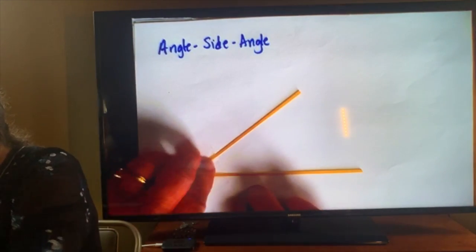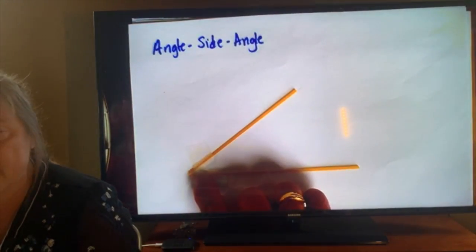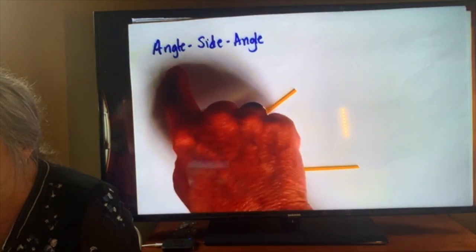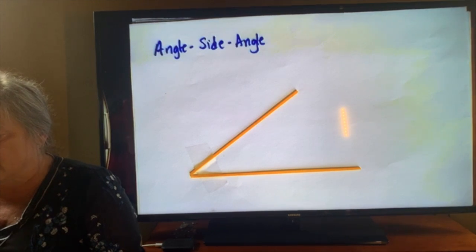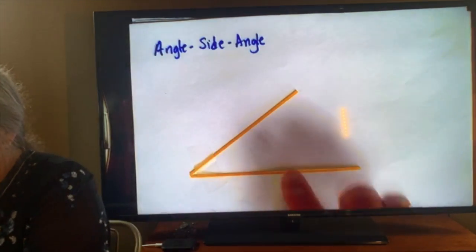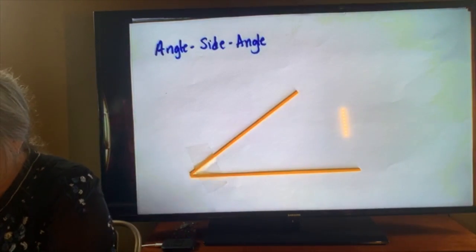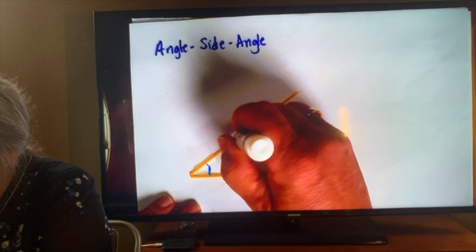All right, so there's one angle. Now, because I can't move these pieces of spaghetti, that angle is not going to change. That angle won't change at all. So an angle, and then according to this theorem, the side has to be the same. So I'm going to keep this side right here. So we have this angle right here, and we have this side right here.